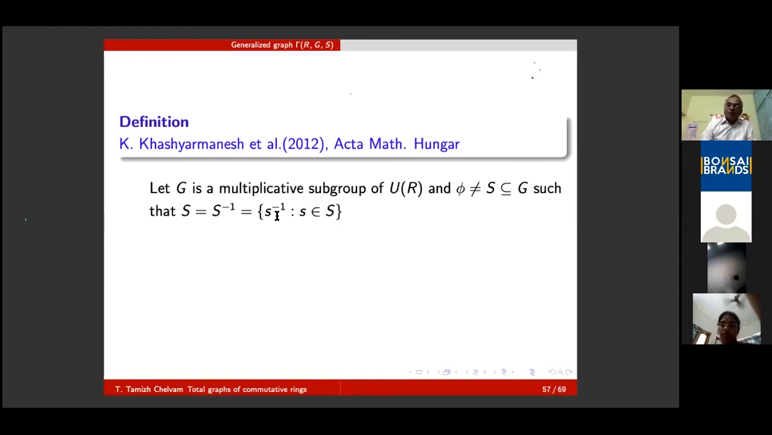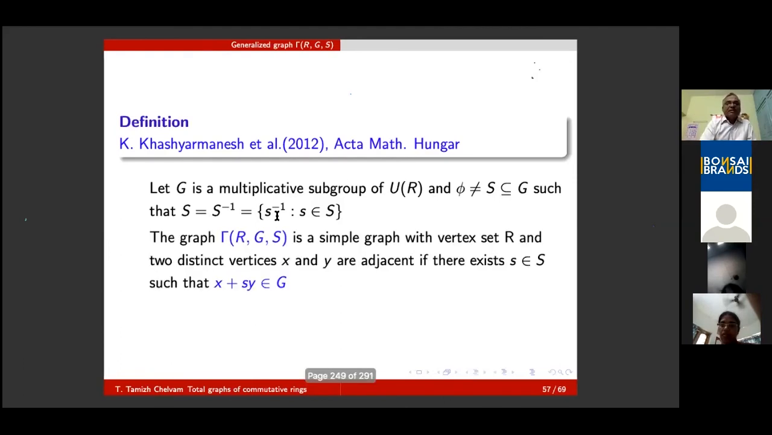So here there are three inputs: one is R, another is G, another is S. They have designed a graph denoted by Gamma. The input is R, G, S, for which the vertex set is R. Two distinct elements x and y are adjacent provided x plus sy is an element of G for some s in S. Please look carefully: R is a commutative ring, G is a subgroup of the multiplicative group of units, S is a symmetric subset of G. The vertex set is R, and two distinct elements are adjacent provided x plus sy is an element of G.